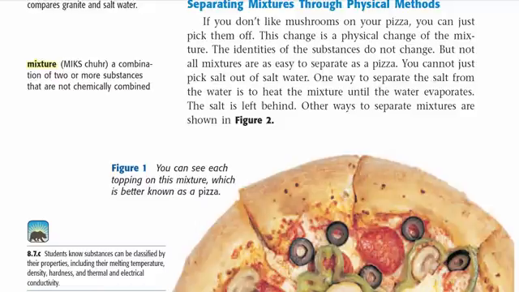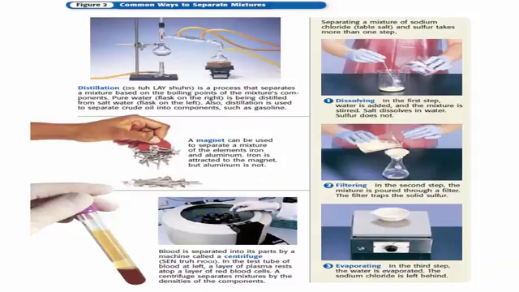But not all mixtures are as easy to separate as a pizza. You cannot just pick salt out of salt water. One way to separate the salt from the water is to heat the mixture until the water evaporates. The salt is left behind. Other ways to separate mixtures are shown in Figure 2.